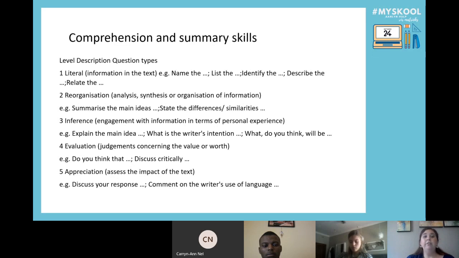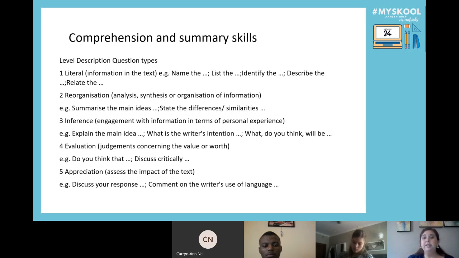Now, level 4 is evaluation, judgments concerning the value or worth. Do you think that, or discuss critically? You know those questions, people. They are called open-ended ones, where you have to say, do you think this passage is appropriate for grade 12 learners? Or discuss critically the writer's opinion on this or whatever.